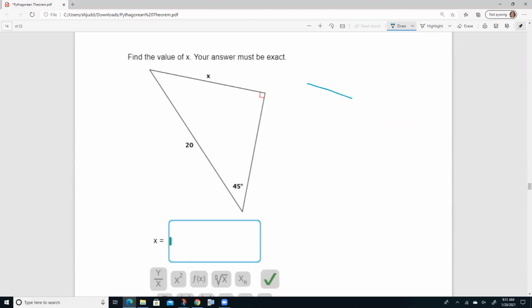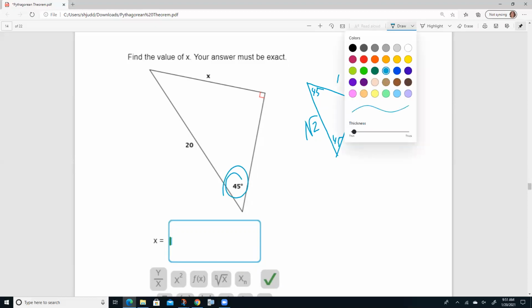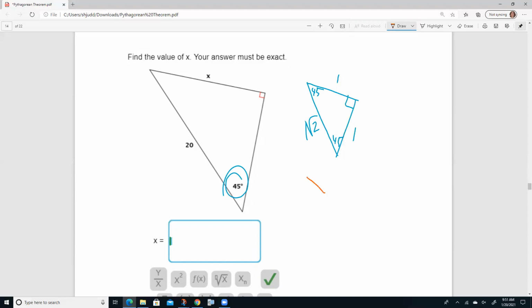Let's solve this one. 1, 1, square root of 2, because it's 45, 45, 90. You always want to just check one of your angles, make sure you're using the special right triangle. So this one's the 45, so we know it's 45, 45, 90. Let's go ahead and set x over 20 as our first fraction. x is corresponding to 1. 20 is corresponding to the square root of 2.